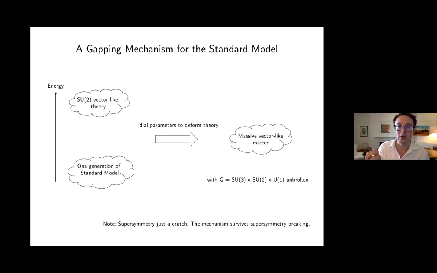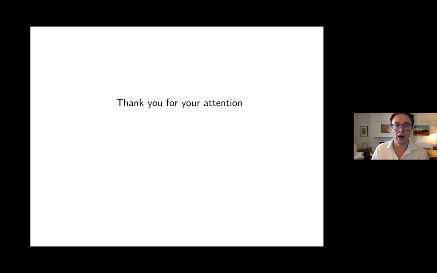This whole mechanism survives if you do soft supersymmetry breaking, as long as it's not too big. I don't know how big it can be before it breaks, but it's absolutely not a mechanism that relies on supersymmetry. It's just a general mechanism of strongly interacting field theories. All right, so that's all I have to say. If you have a chiral gauge theory, it is possible to give masses to matter without breaking the gauge group. And I'll finish there. Thank you very much for your attention.